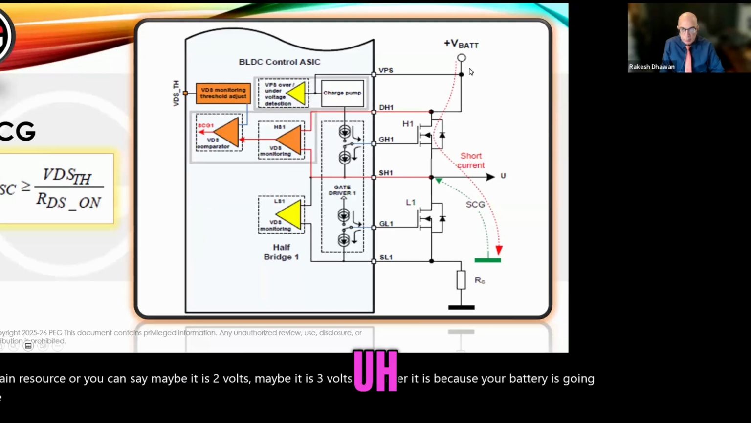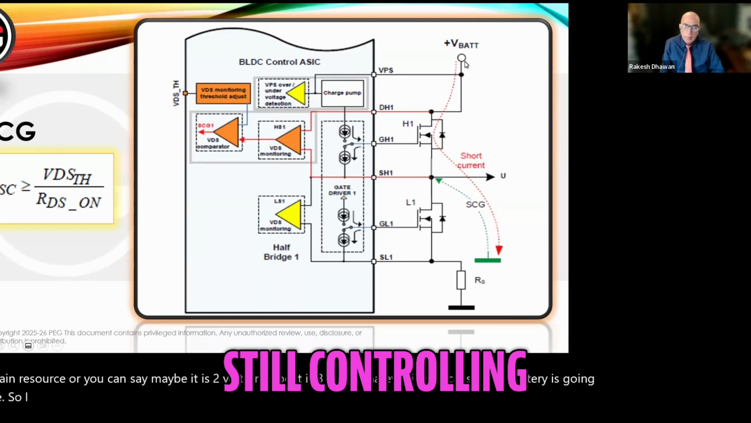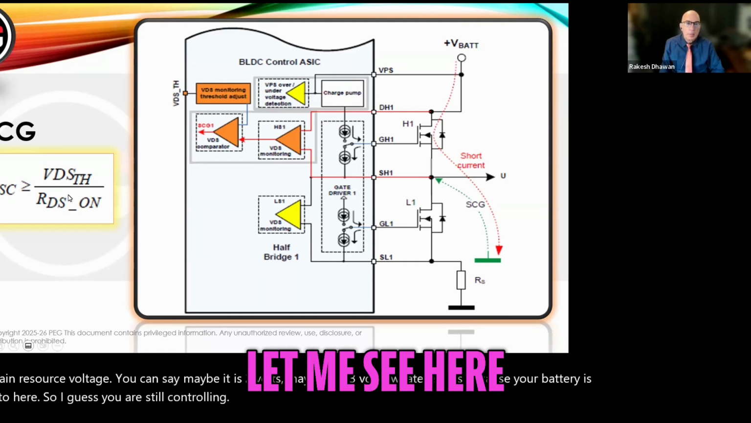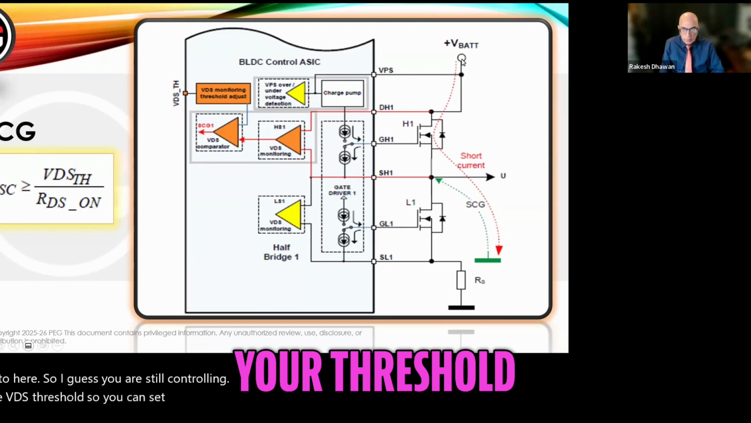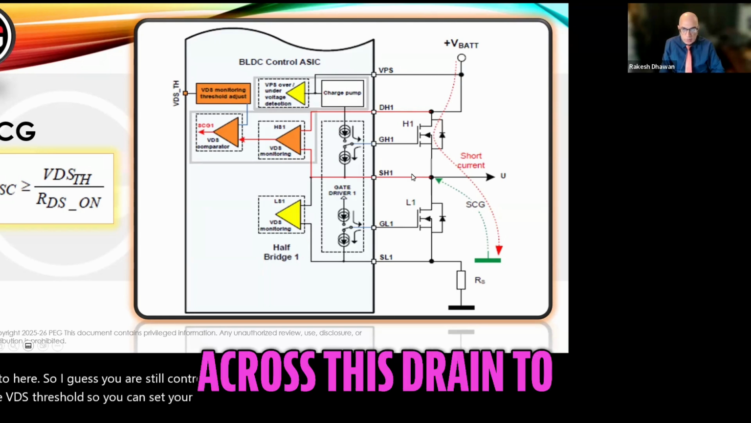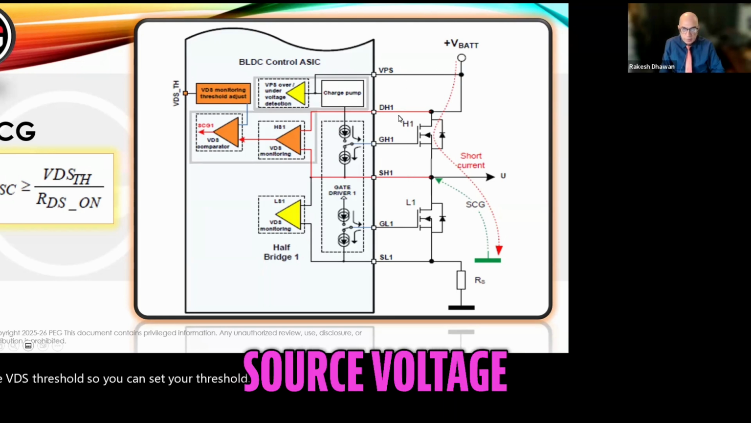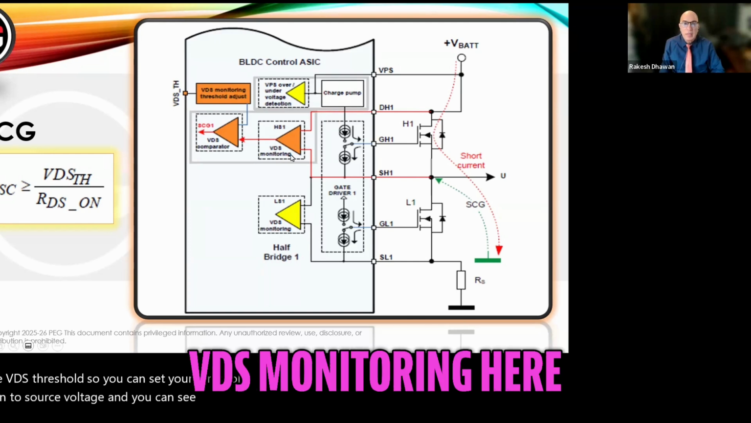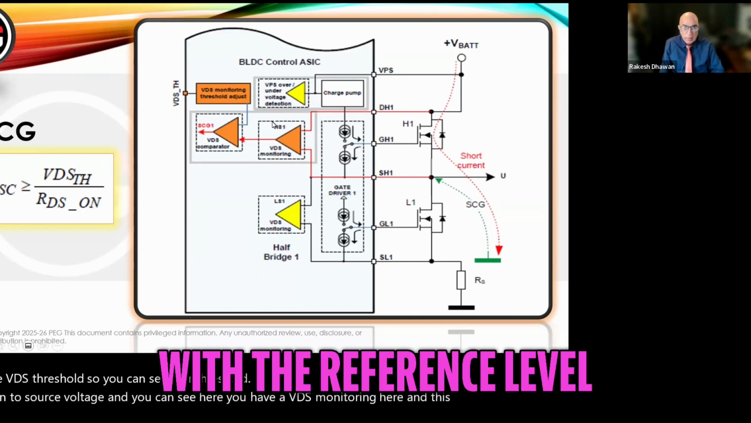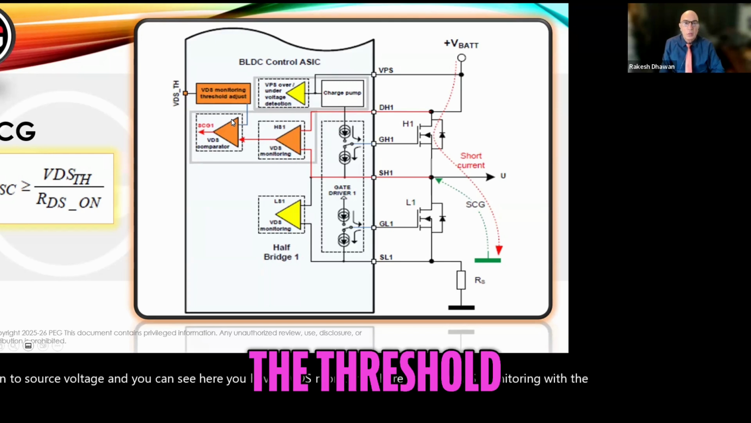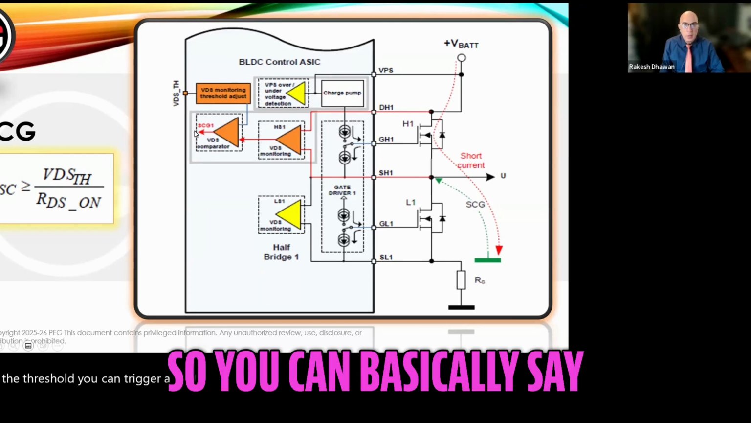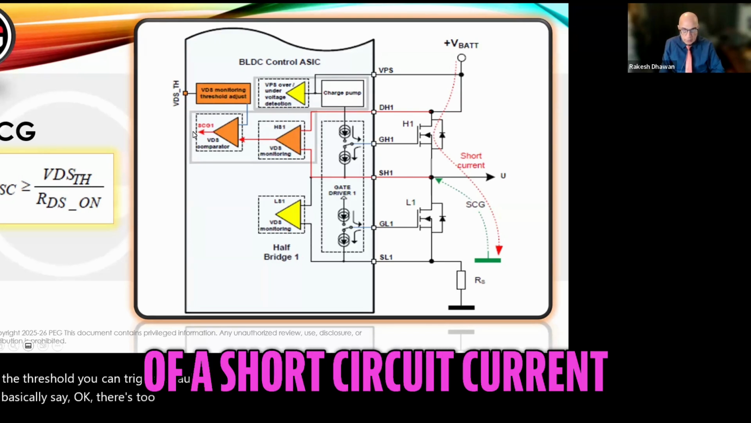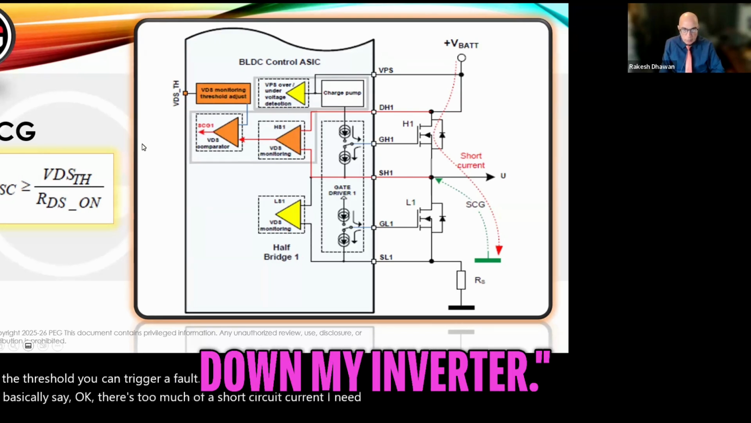So you can set your VDS threshold across this drain to source voltage. And you can see here, you have a VDS monitoring here. With this VDS monitoring and the reference level, the threshold, you can trigger a fault. So you can basically say, okay, that it's too much of a short circuit current, I need to shut down my inverter.